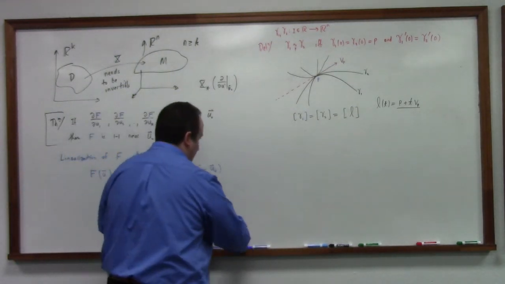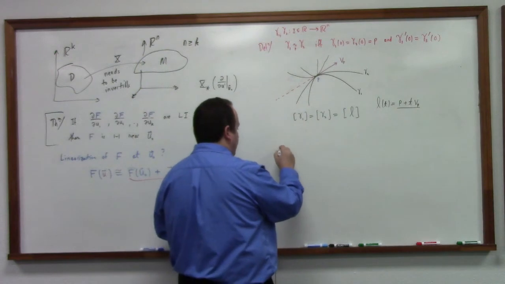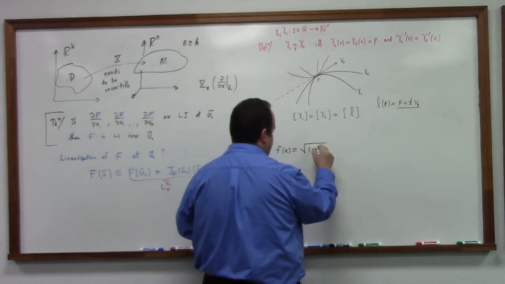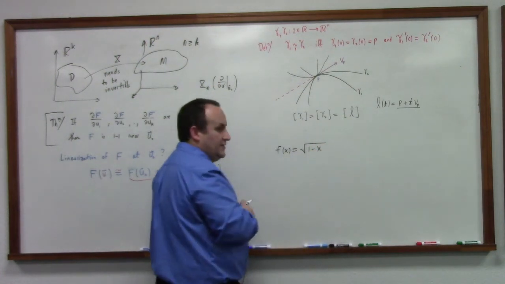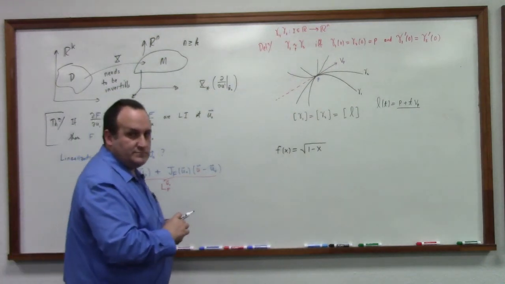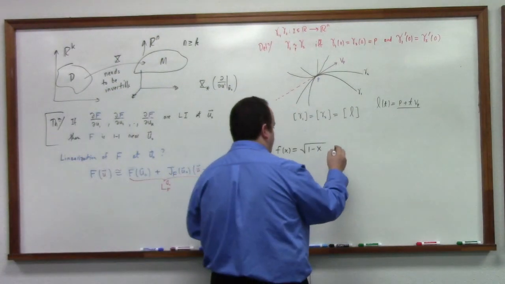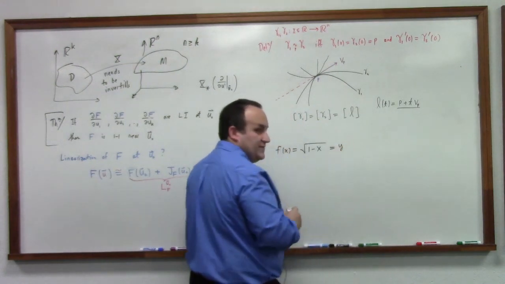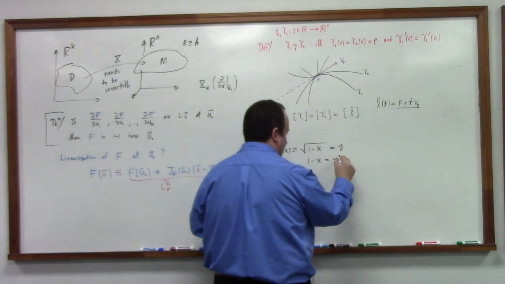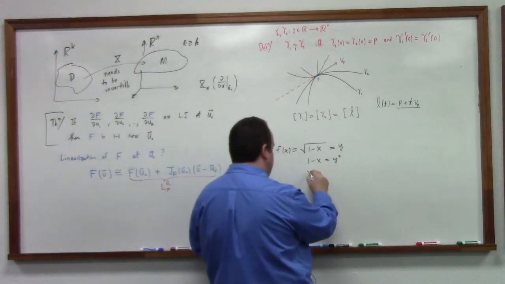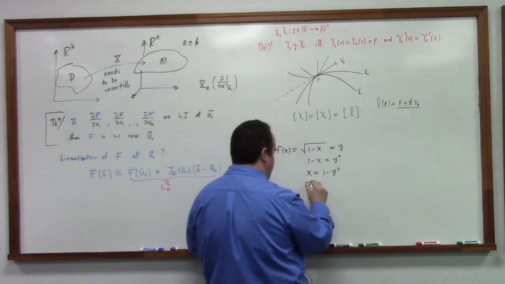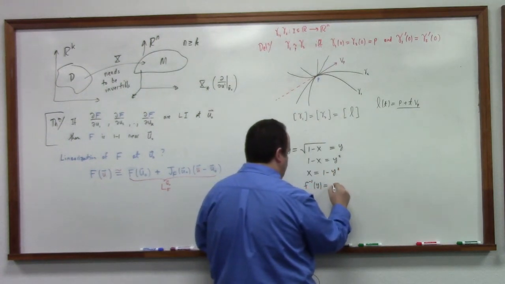Let me take it back down a notch here. Suppose we have f of x equal to the square root of 1 minus x. And I say, okay, go find the inverse function. What do you do? Right, so I just set it equal to y, and I solve for x. Square both sides, I get 1 minus x equal to y squared. Solve for x, I get x equal to 1 minus y squared. So f inverse of y is equal to 1 minus y squared.